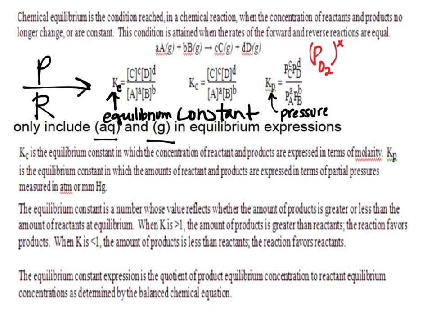And we can relate these things together by using PV equals nRT. And we'll get into some of that too. So any questions about how to write the expression? So big K is always equal to products over reactants. So what this is telling me is that at equilibrium, the rate of the products is equal to the rate of the reactants.